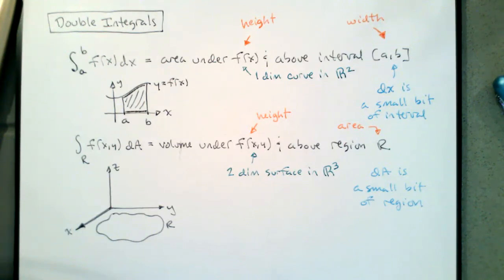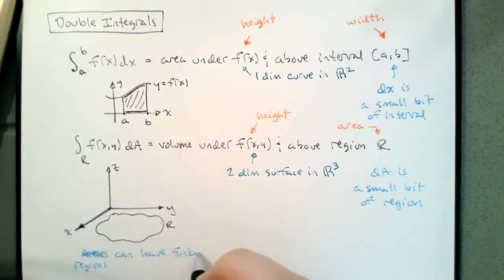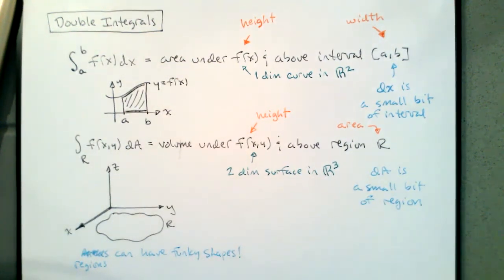It's still just an area, but it can have many different shapes. Intervals have one shape, length. Areas can have all kinds of different shapes. That's what's complicating things. Areas can have funky shapes. Or I should say regions. Regions can have funky shapes. Intervals are always boring shape.